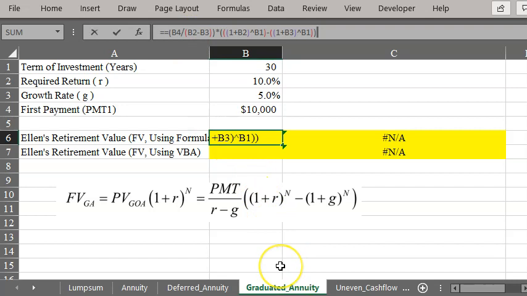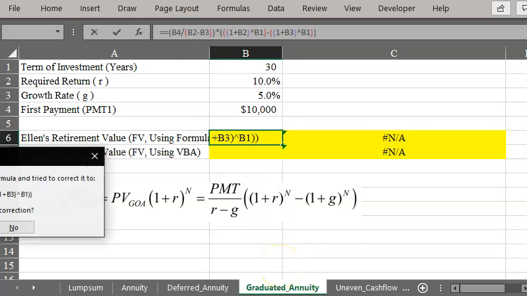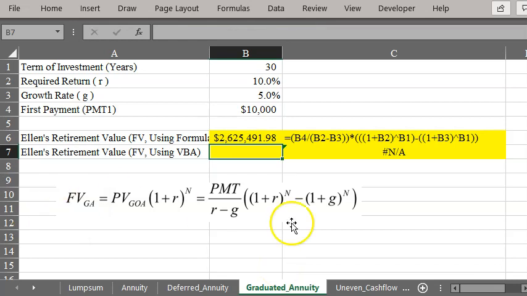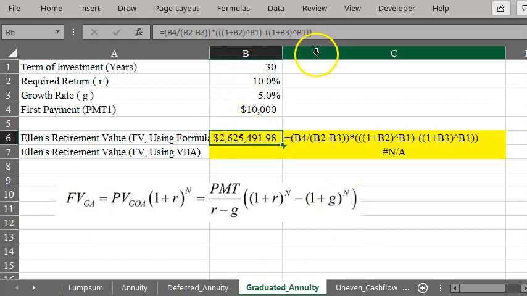Okay, this is the equation. You can see the equation here as well as here. The future value of a growing annuity is equal to the payment over R minus G, multiplied by (1 plus R) to the power of N minus (1 plus G) to the power of N.